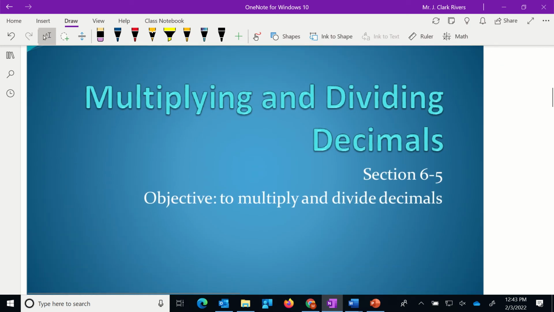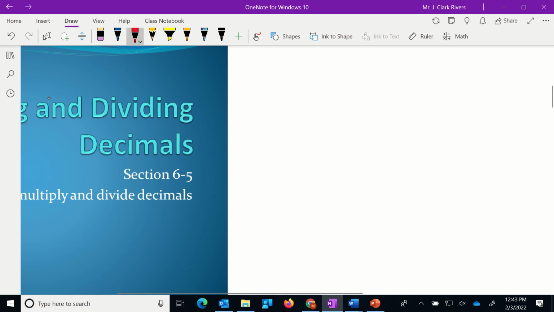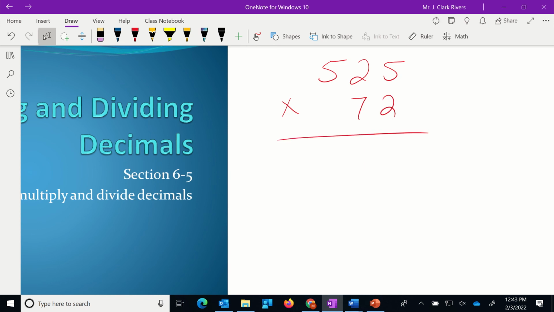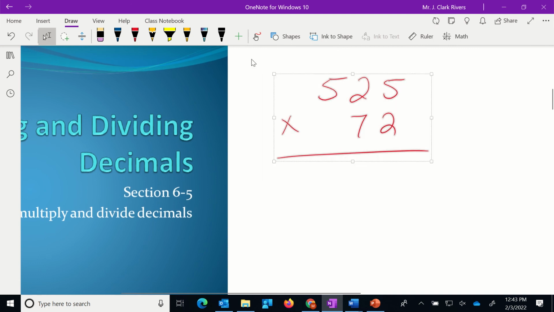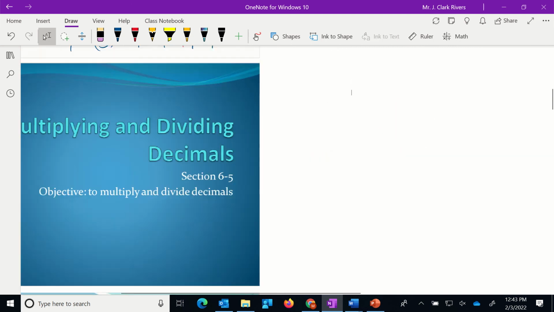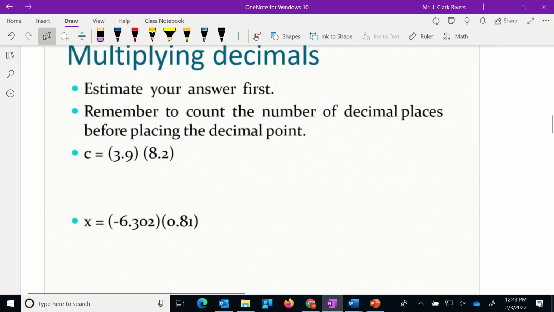All right. Today we're going to talk about multiplying and dividing by decimals in section 6.5. If you can multiply 3, 4, 5-digit numbers, for example, 525 multiplied by 72, and you look at that problem and think, I can do that, no problem, then you can do this today. It's pretty much this with an extra step right before it and right at the end. It's not bad. You may have done this before, but let's talk about how to do it first.